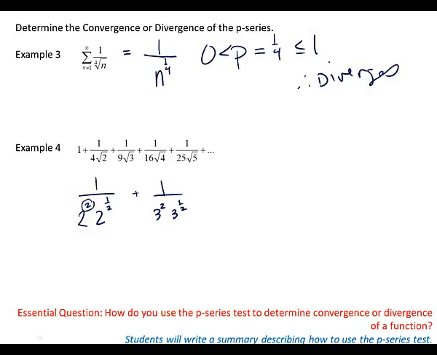What's another way to write that too? In halves. 4 over 2. So what's 4 halves plus 1 half? 5 halves. So isn't that the p-value this time? 5 halves. So p is 5 halves. So is it between 0 and 1 or is it bigger than 1? Greater than 1. So therefore does it converge or diverge? Converges.